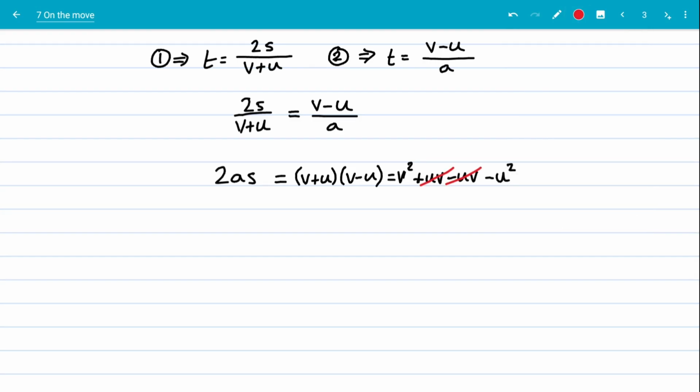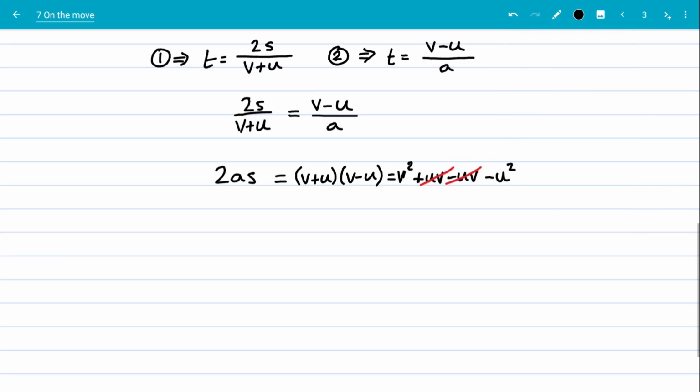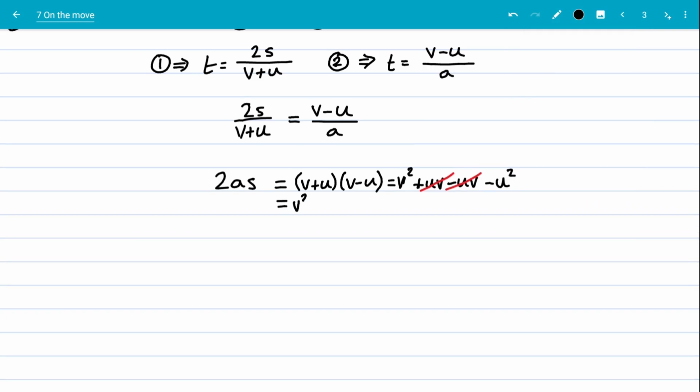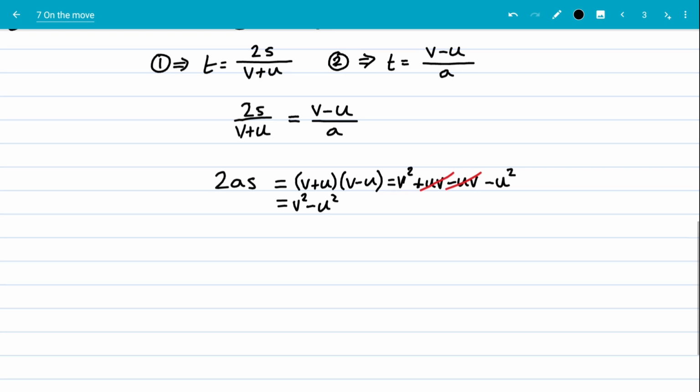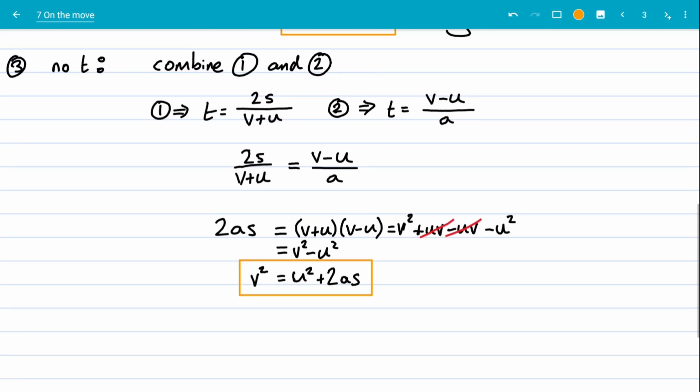They cancel out. And so we are left with 2as is equal to v squared minus u squared, or, as it's usually written, v squared is equal to u squared plus 2as. And there it is. Now, you were given that equation at GCSE level and expected to be able to rearrange it and use it. Now you know how to get it if you didn't know already. So that is the no-t equation. There's no t in that equation.